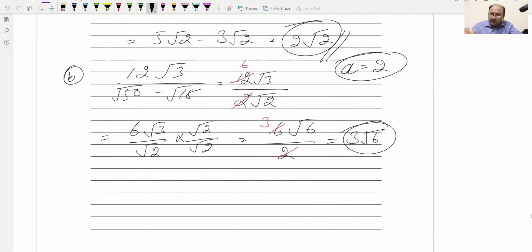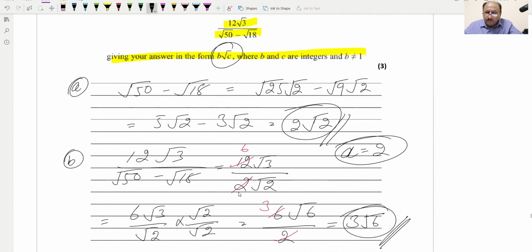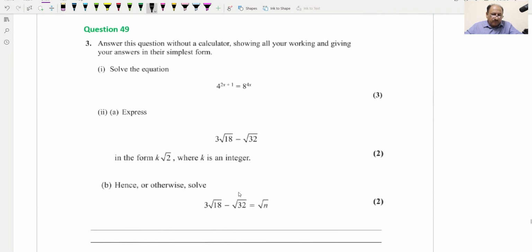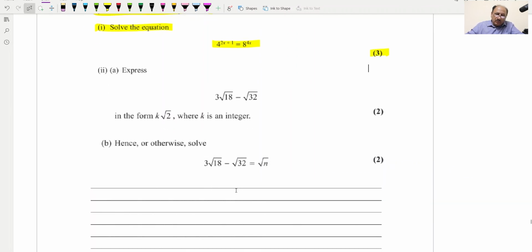B under root c format is this answer which we are done, and this was a 3 marks question which we are done with. Now we can move to the next question, question number 49. Question 49 says, which is question number 3 of the past paper, answer this question without a calculator, showing all your working and giving your answer in the simplest form. I part, solve the equation. This one we have to solve, which is a 3 marks question. So we can solve this over here.